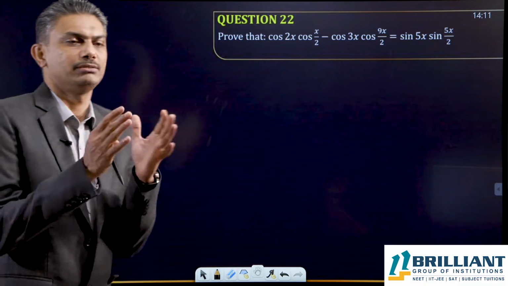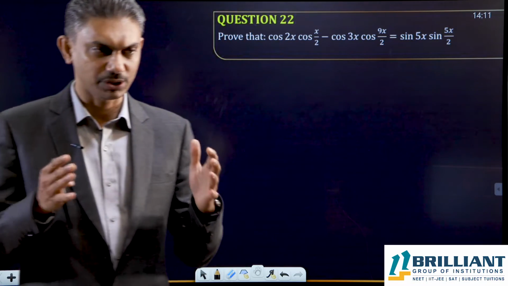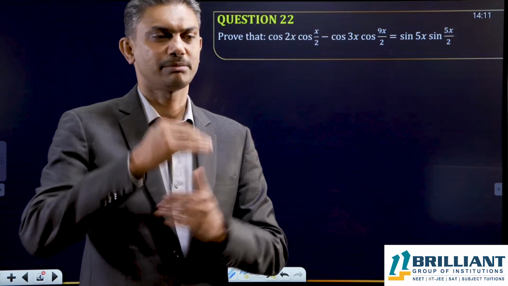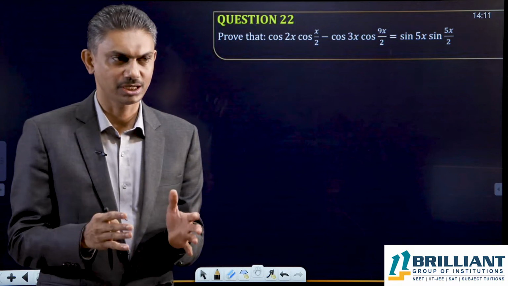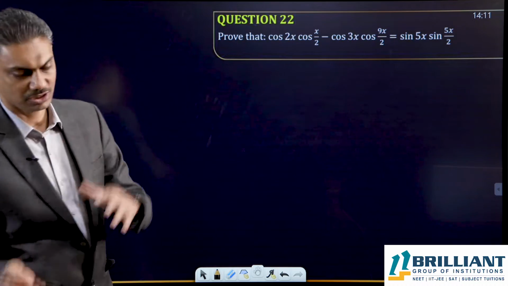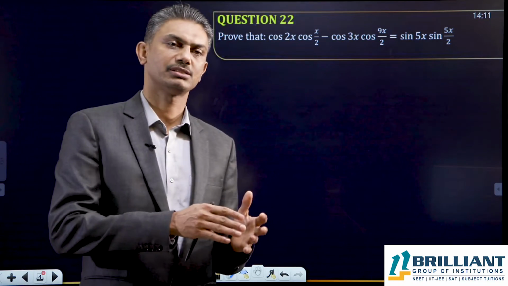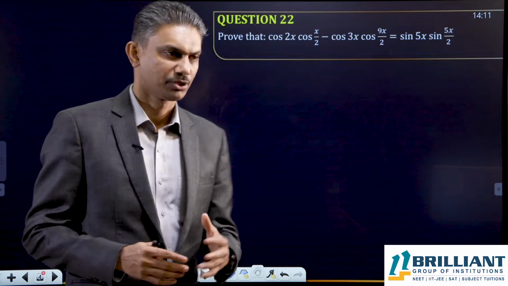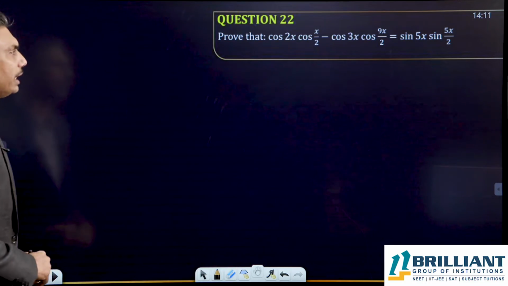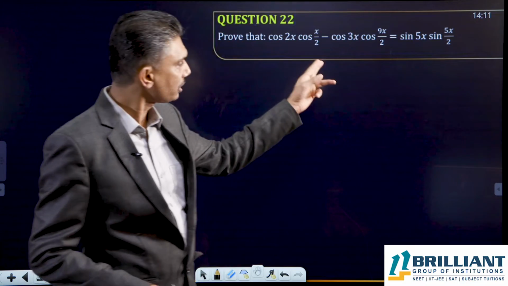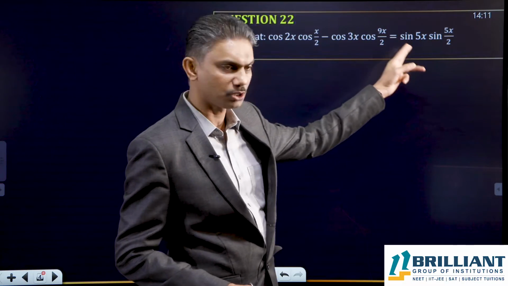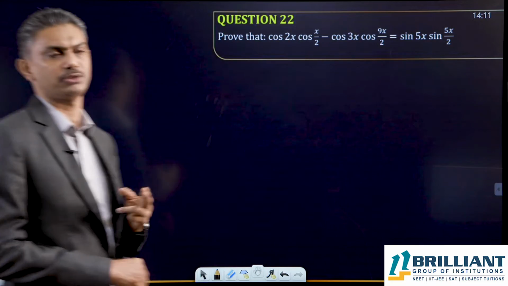The level of questions in this video will be a little higher as compared to the previous module. The previous module was purely from NCERT. Here we have questions from NCERT and from reference books, etc. So, the first question: prove that cos 2x into cos x by 2 minus cos 3x into cos 9x by 2 is equal to sin 5x into sin 5x by 2.